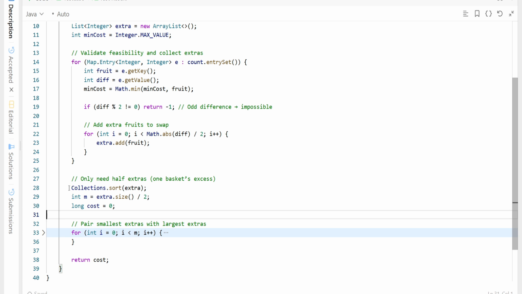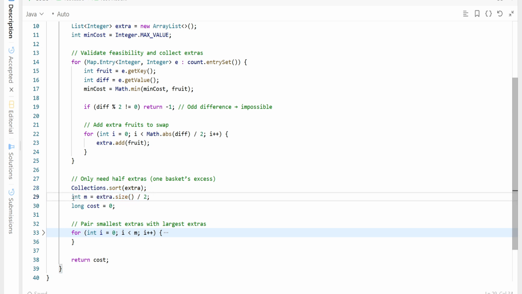Okay, now we have to sort the values. Collections.sort, a Java 8 function, will be applied and it will sort the extra. Once you sort it, you will get the values there. So once you build this extra, you only need half of the extra, not all of it, and that is why we do extra divided by 2. Once you find the first half, the smallest elements are there, and only the first half matters, the other half mirror doesn't matter.